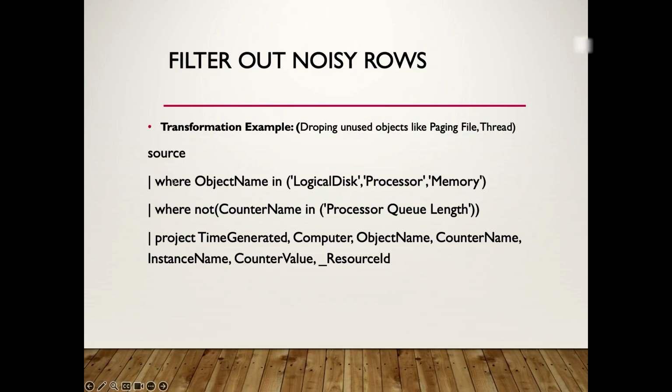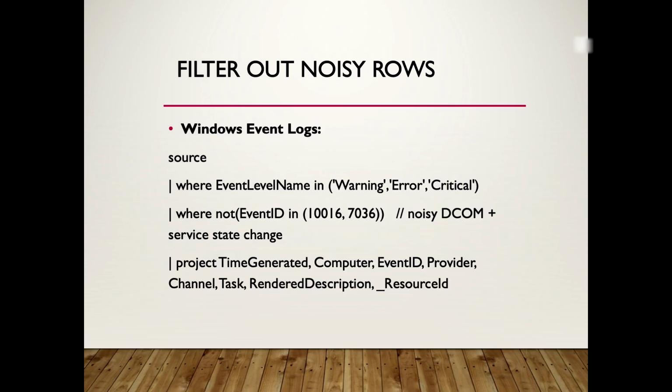But what we're doing here is we can take this KQL code and inject it into the transform section of the data collection rule. This is going to filter the data. Again, this is dropping some of the information from the perf capture. What about Windows event logs?